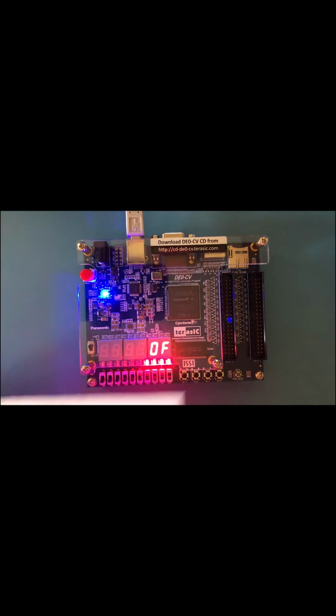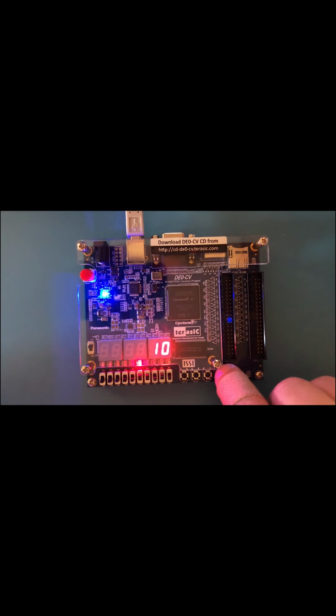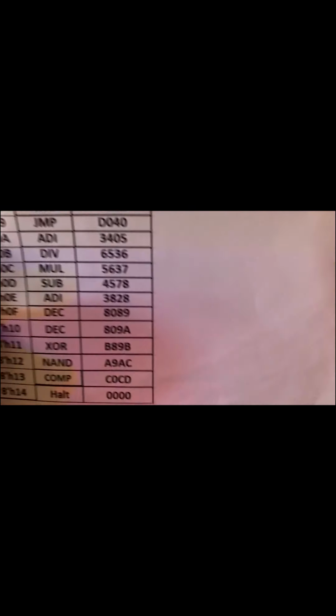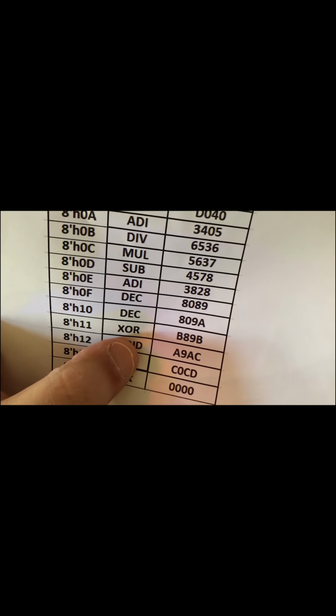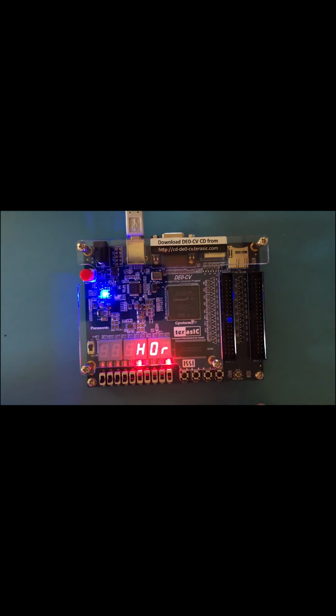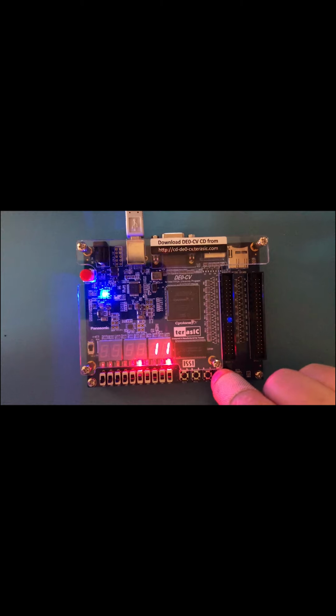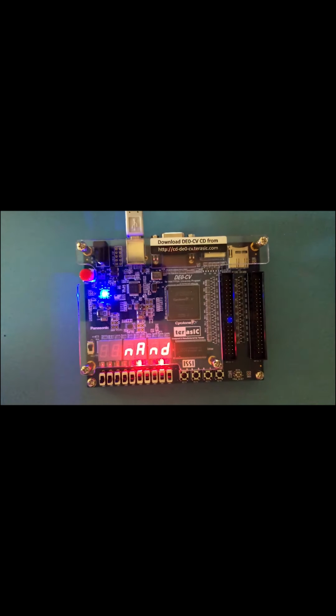Let's go to 11 and see what we have. Instruction 11 is XOR, exclusive OR. Let's see if this is correct. It's XOR, but since we don't have many characters, we emulate the X with an H and the R with a little r, so that's XOR. And we can go back. Let's see what we have in 12. In 12, an AND. Do we have an AND in 12? So 12 is an AND.